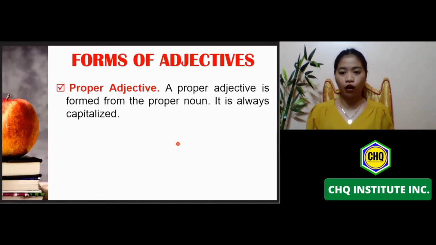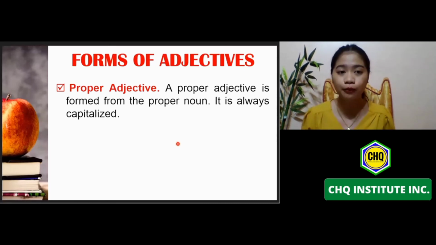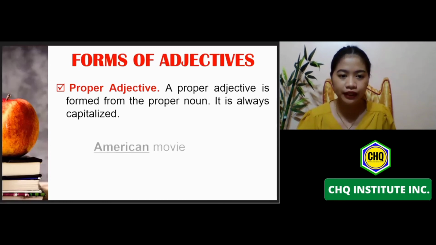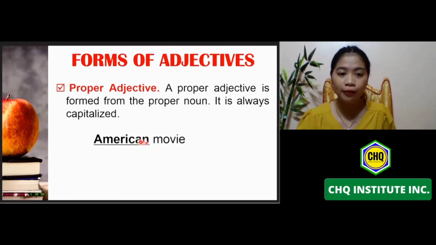Proper adjectives also describe people, places, things, but they are based on the name. So naka-focus lang po ang proper adjective sa name. And therefore, since naka-focus siya sa name, the name is written in a capital letter. So say for example, the next one will be American movie. So American here is a proper adjective which modifies the noun movie.